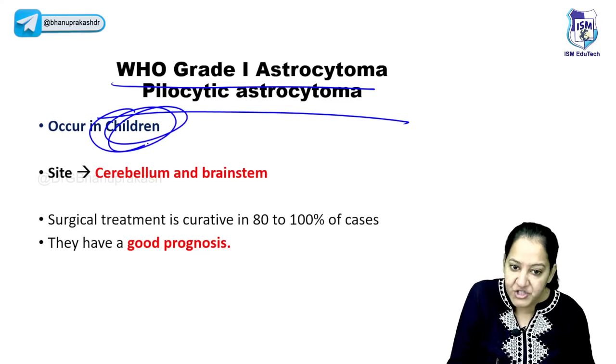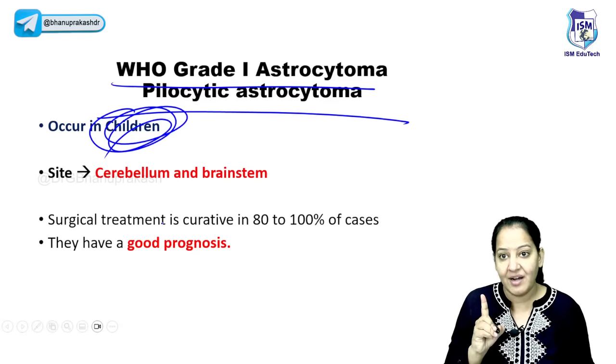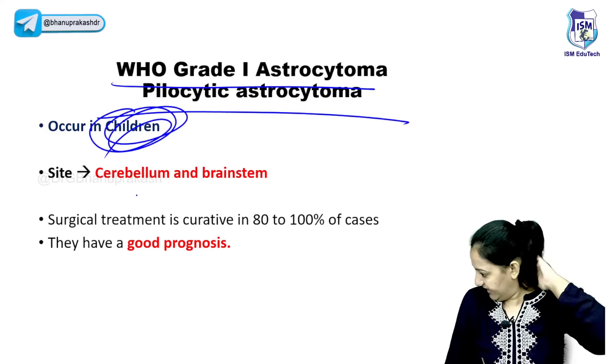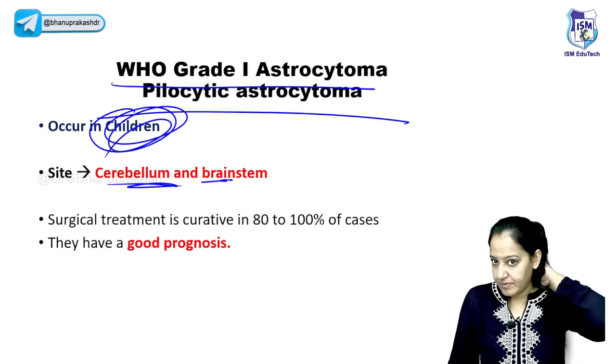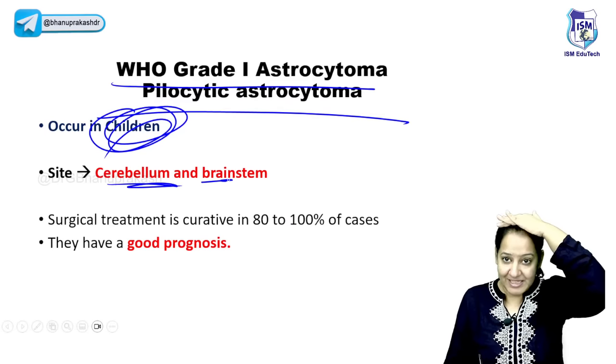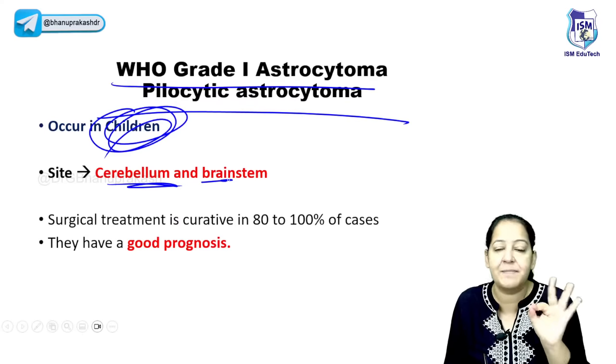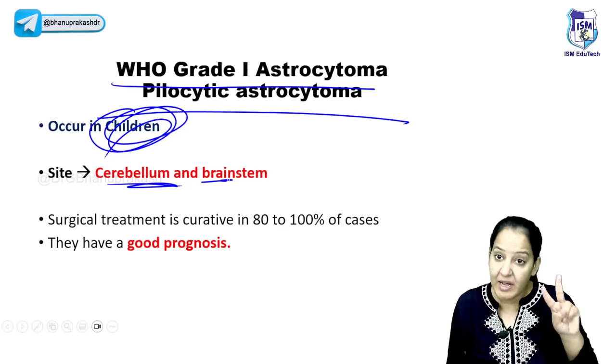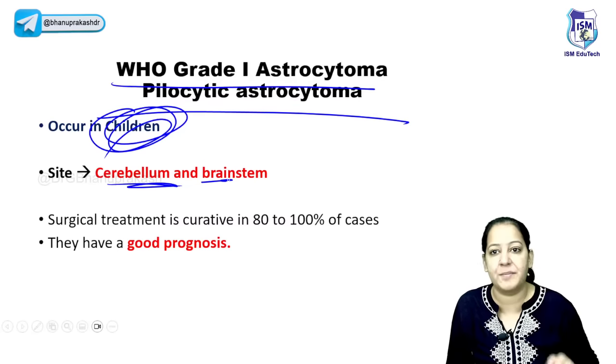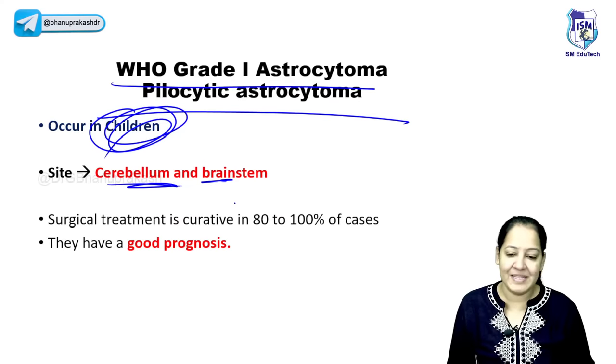As I told you, it occurs in children only. Write the age. It occurs in the cerebellum and the brainstem, not in the cerebrum. Please mind, it occurs in cerebellum. You will get a clue: a 4-year-old child presented with a cerebellar mass. So you are getting two clues, a child and a cerebellar mass. Cerebellum and brainstem, they occur.